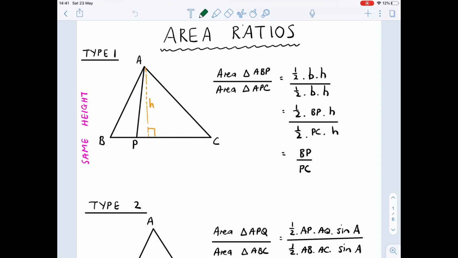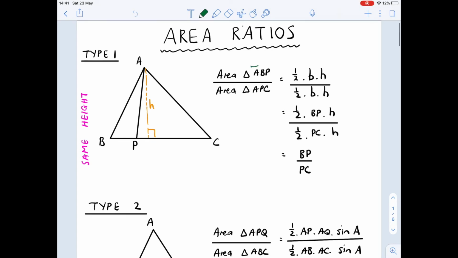So the first type is when they have the same height. If we look here at the area of triangle ABP, ABP is this triangle here. And then secondly, the area of triangle APC, this one here. We need to find the ratio or the fraction of those two areas. Now, the green one and the pink one have the same height. There it is in orange. It has the same height.